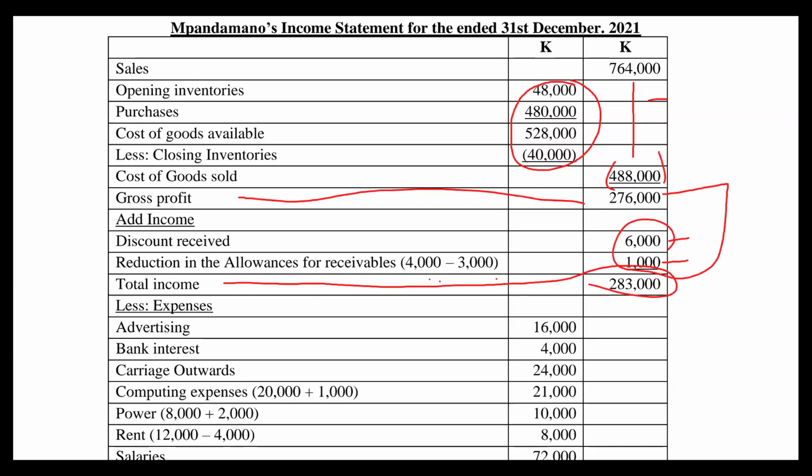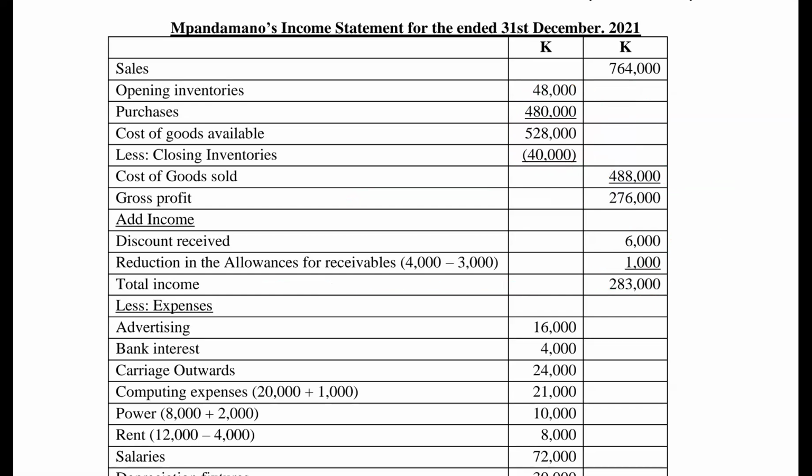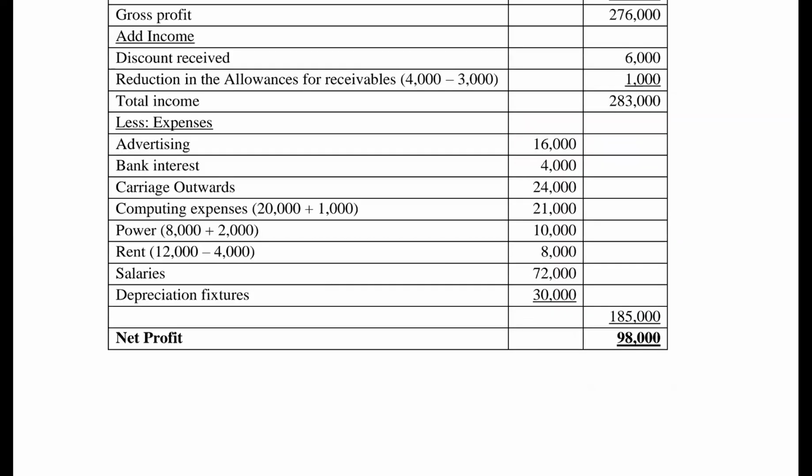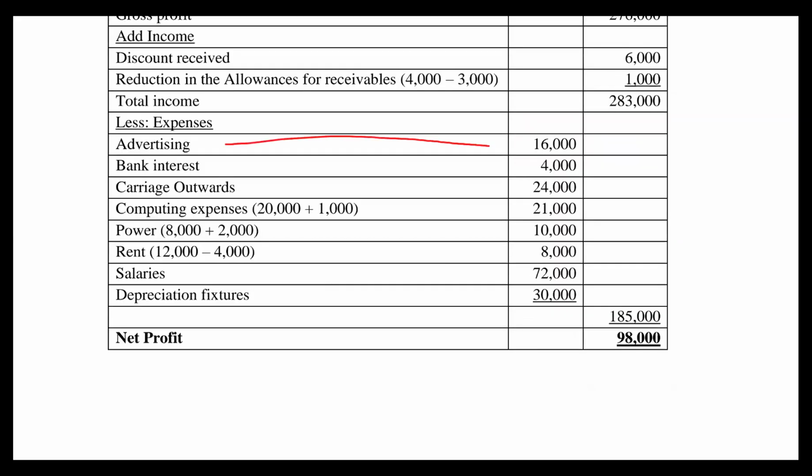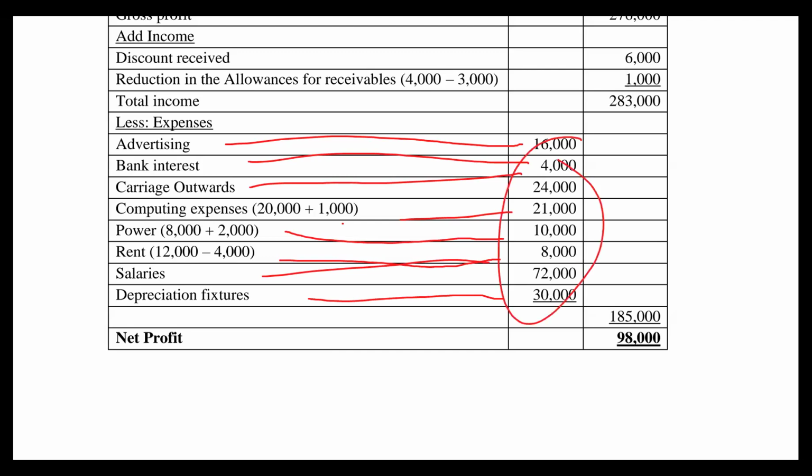When you do that, you can now less expenses, isn't it? Deduct all the expenses: advertising, bank interest, carriage outwards, plus computing expenses. I told you computing expenses had an accrual that you added, that one for 1,000. You get it, right? Power had an accrual. This is what you do. Rent had a prepayment, you deducted it. Salaries and depreciation on fixtures was 30,000. Add all these, they give you this figure that you should deduct from total income to get net what? Net profit. Is that clear?